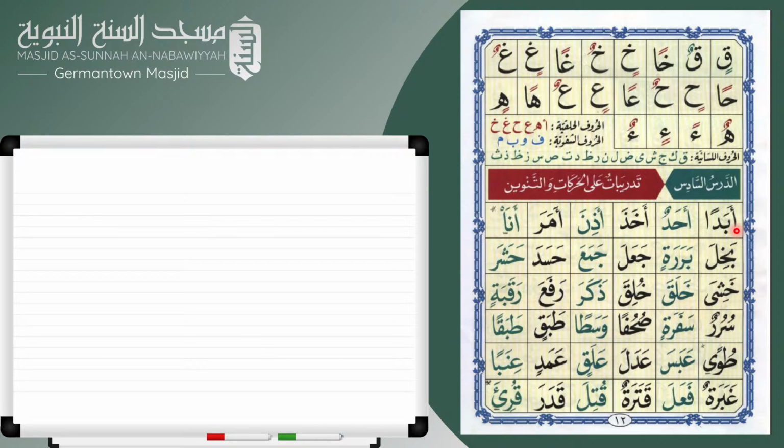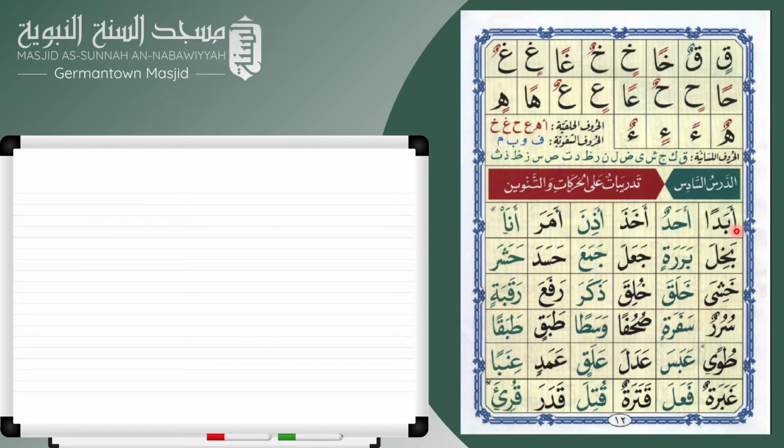Ba, fatha, ba. Qa, fatha, qa. Kha, kasra, khi. Now combine them. Baqi. Don't say bakhi. Baqi. Good.